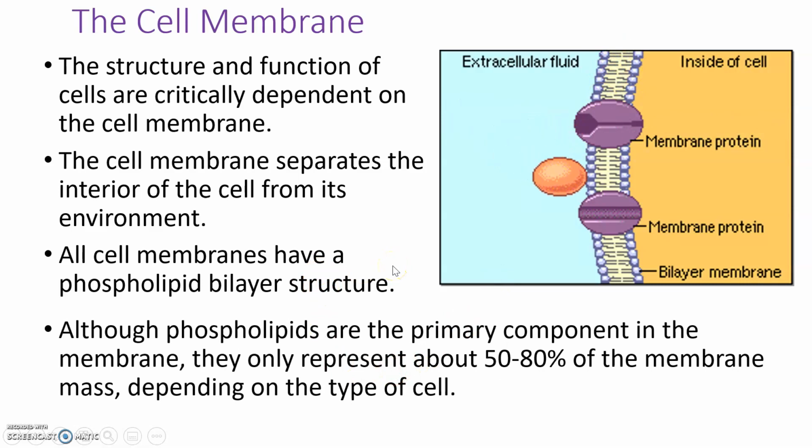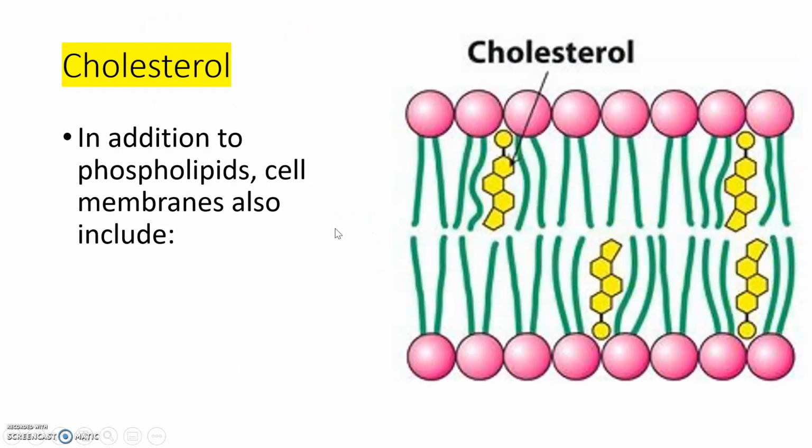So although phospholipids are definitely the primary component, they really only represent about 50 to 80% of the membrane, depending on what else is in the membrane. And so let's take a look at some of the other things we find regularly in a membrane.